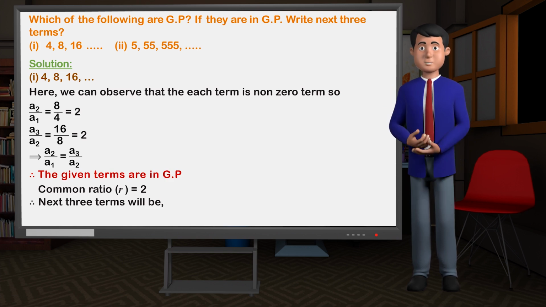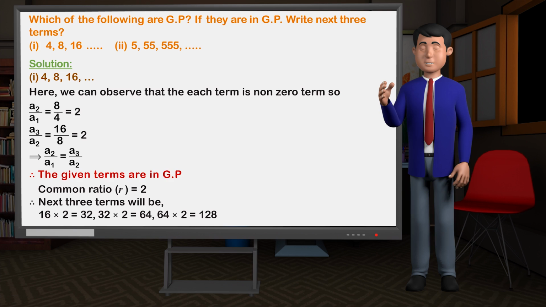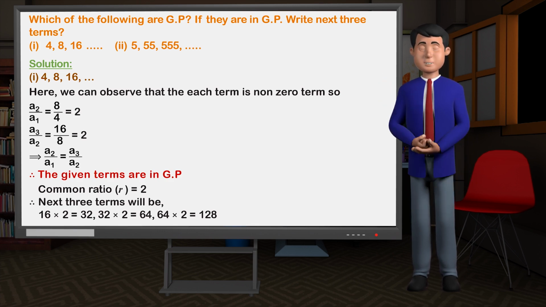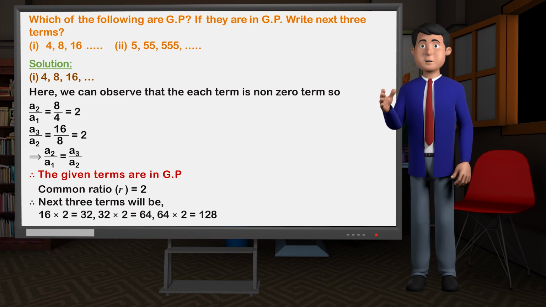Therefore, the next three terms will be 16 into 2, that is equal to 32; 32 into 2, that is equal to 64; 64 into 2, that is equal to 128. Let us solve the second one.